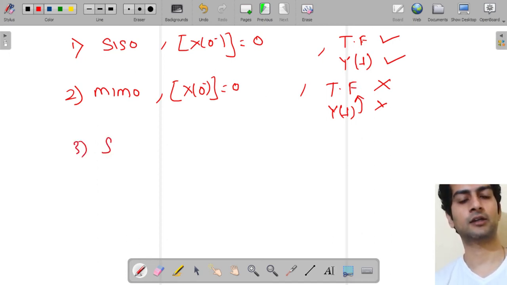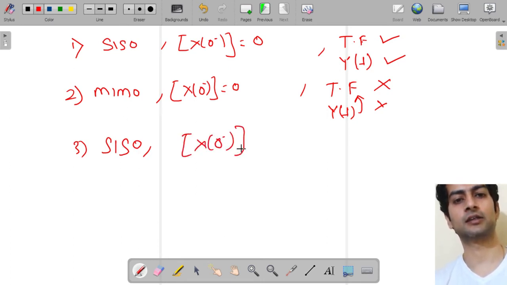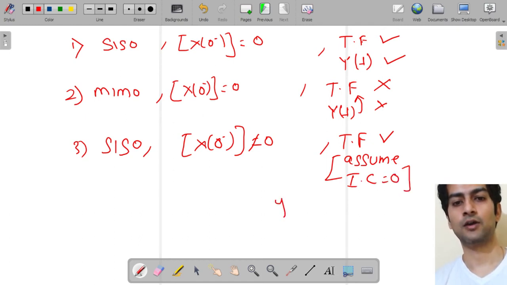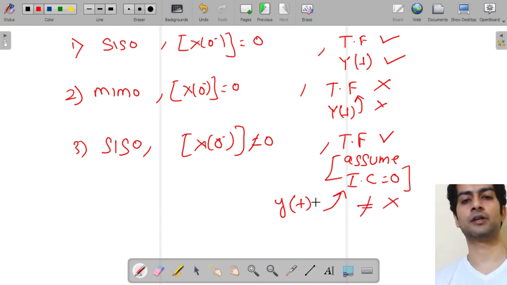Now third, I showed you that I have a SISO system and the initial condition is not 0. Then also we can calculate the transfer function, but with a condition, that we assume the initial condition is equal to 0. Now talking about y(t), can I calculate y(t) from this transfer function? No, we cannot calculate y(t) from this transfer function.